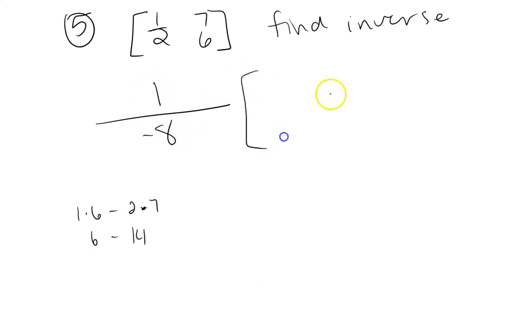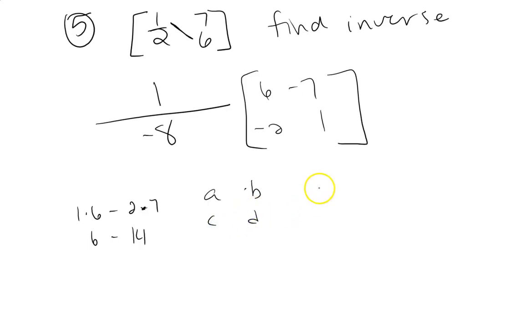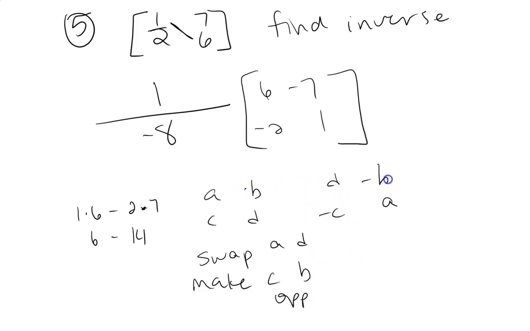Okay, so that's the first thing. 1 over the determinant. Then you take the matrix, you swap these two numbers, 6 and 1, and you make the other two negative. So if I had A, B, C, D, you swap A and D, so D goes here and A goes here, and then make C and B opposite. So right now they're positive, so now they'd be negative. Okay? And then you multiply.